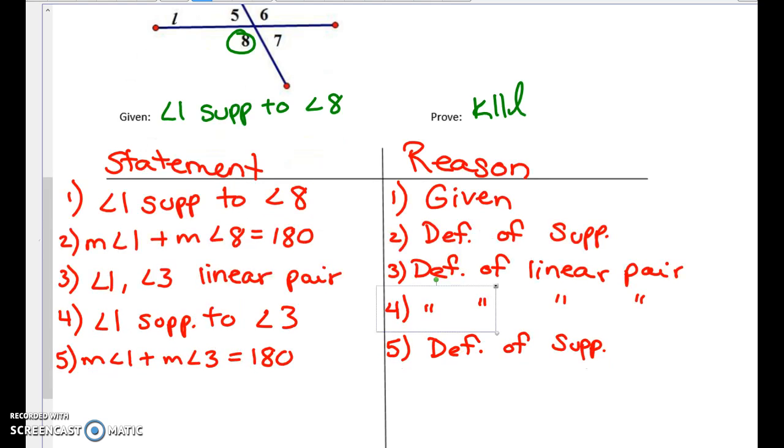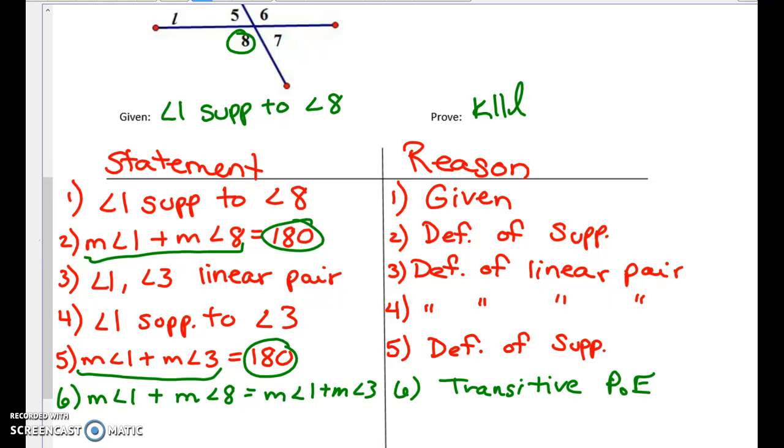So we've done that. We've said it's a linear pair. We've said they're supplementary, both of those by the definition of linear pair, and we actually write down what it means to be supplementary. They add to be 180. Well, now if you look, we've got 2 phrases right here, both of which are adding to 180. And when that happens, that means I can take those 2 phrases and set them equal to each other by the transitive property of equality. And the reason we like to do that is because now I've got the measure of angle 1 on both sides of my equation, which means I can subtract it off both sides, just leaving measure of angle 8 equal to measure of angle 3.